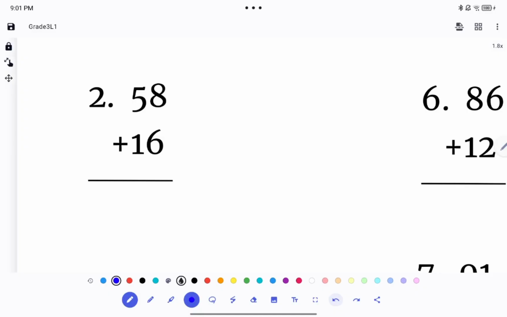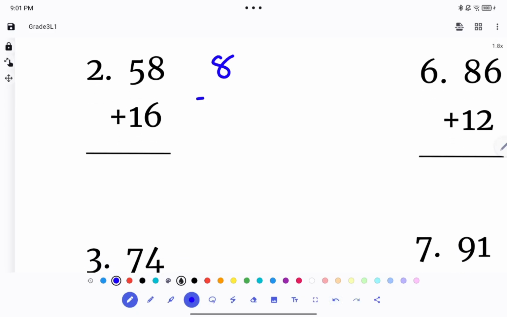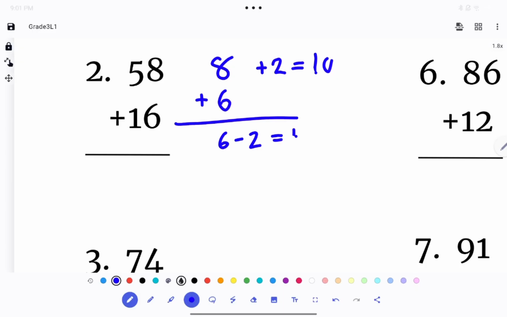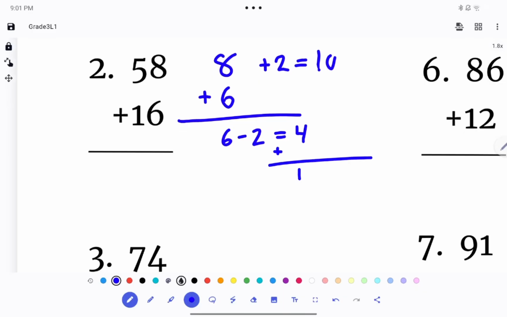58 plus 16 is equal to something. Let's find out. Okay, so we have 8 plus 6. Oh, that's complicated, isn't it? Well, no worries. Think of it this way. How much does it take to get 8 to 10? You only need 2, right? So then you have 4 left over when you subtract 2 from 6. So if you add it all up, you get 14.